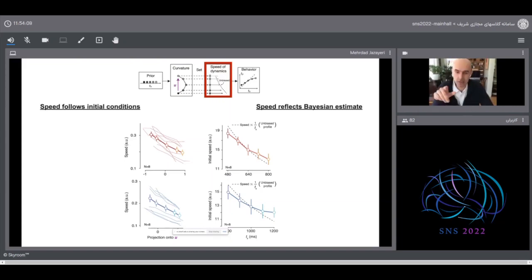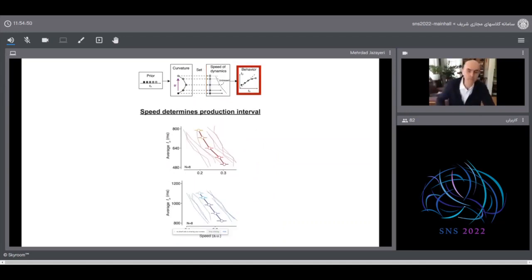For example, if you look at the top right plot, what we found was that the initial speed right after the time of set was lower than what would have been expected from an unbiased profile. And when the speed is lower, that means that the interval that the animal will produce will be longer, which is exactly what you expect. For the shortest interval, you expect the animal to produce a longer interval, so you expect the speed to be lower, and that's what we find in these neural trajectories. So the speed of the neural trajectories was consistent with the Bayesian estimates and not with the true sample interval, which is consistent with the animal's behavior. And finally, the speed of these neural trajectories was predictive of the interval that the animal produced. So as a last step, it seemed like the speeds could explain the animal's behavior.